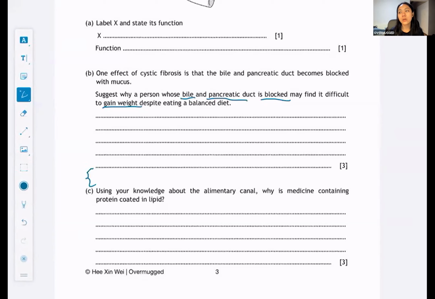So here, bile not being able to be released, it can't emulsify fats, and then your surface area to volume ratio for lipase to act on is reduced, and the enzymes cannot be secreted. So the key here is reduced digestion.